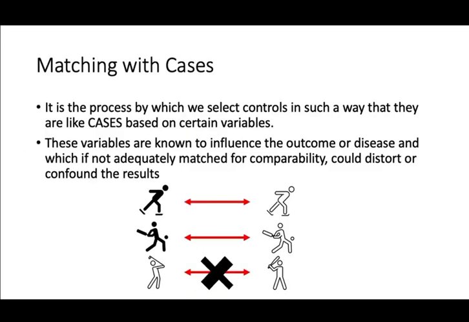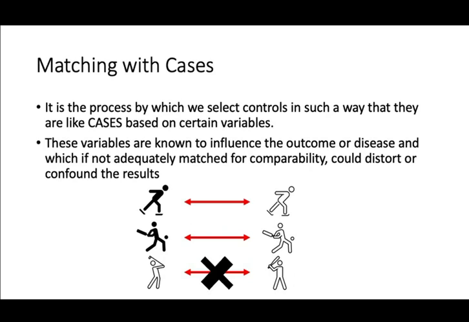Another factor to consider when performing a case control study is matching cases with controls. It is the process by which we select controls in such a way that they are like cases based on certain variables. These are variables known to influence the outcome or disease, and which, if not adequately matched for comparability, could distort or confound the results, as represented by the following icon. All cases and controls should match depending on the set inclusions.